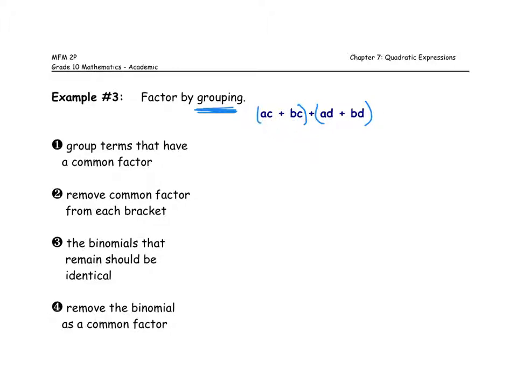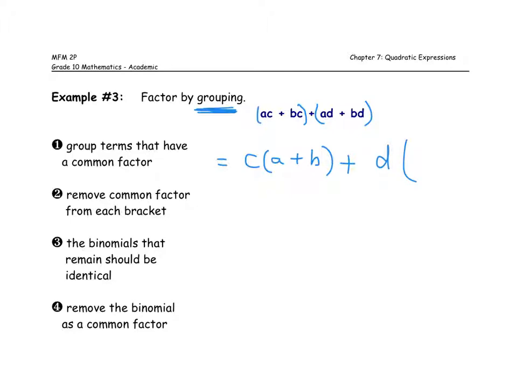So that's my next thing to do. I'm going to remove the C out of my first bracket, and now I'm going to write out what's left over. Well, when I remove the C, I have an A left here and a B left here. So simply A plus B is left. Now I'm going to do the same thing to my second bracket. I see that there's a D in common here in both of the terms, so the D is what I'm pulling out. Now I write what's left over.